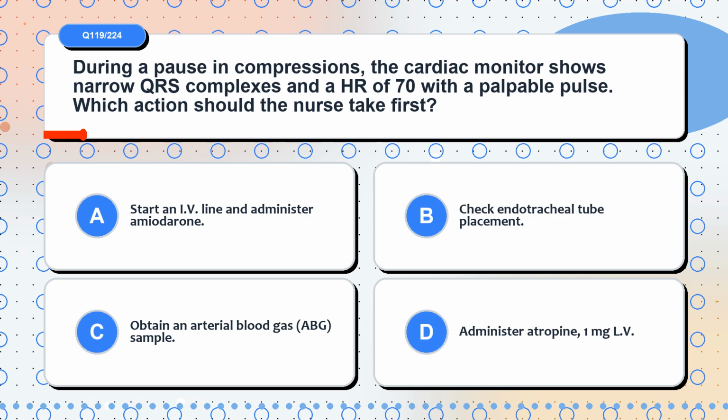Question 119. During a pause in compressions, the cardiac monitor shows narrow QRS complexes and HR of 70 with a palpable pulse. Which action should the nurse take first? Here are the options. Option A. Start an IV line and administer amiodarone. Option B. Check endotracheal tube placement. Option C. Obtain an arterial blood gas, ABG, sample. Option D. Administer atropine 1 mg IV.